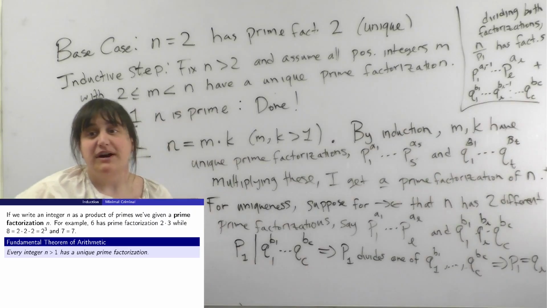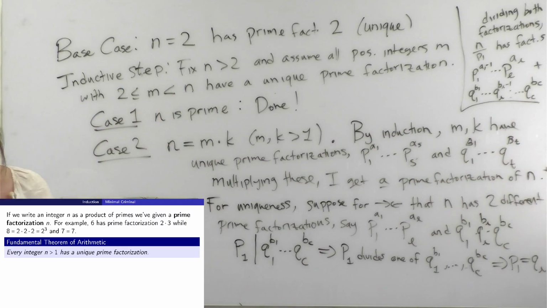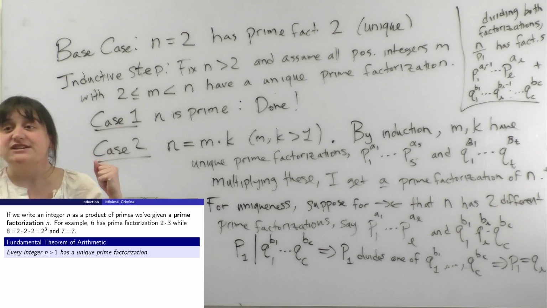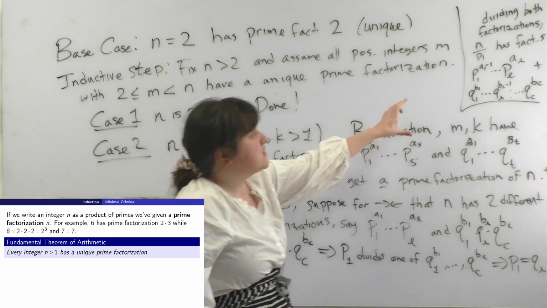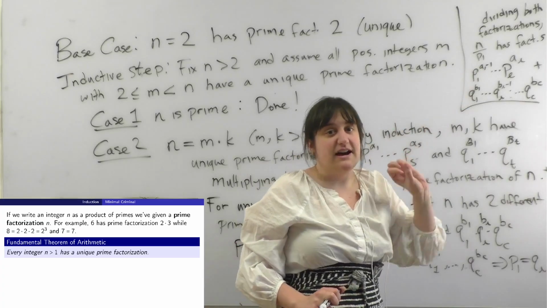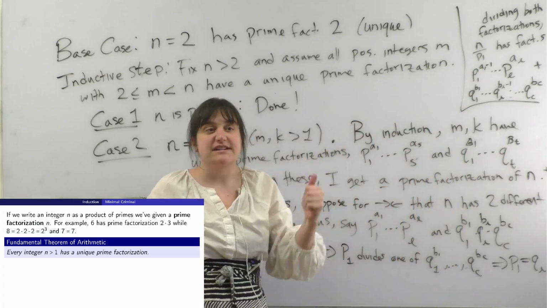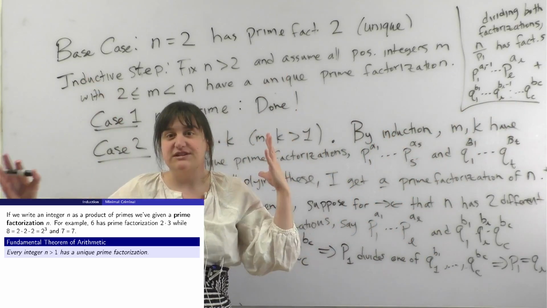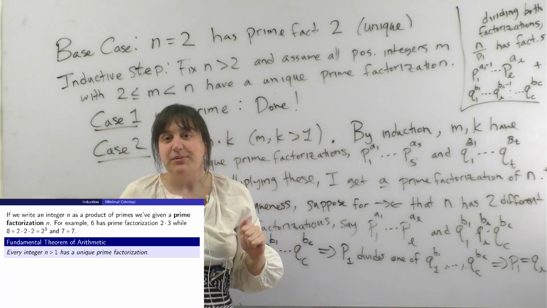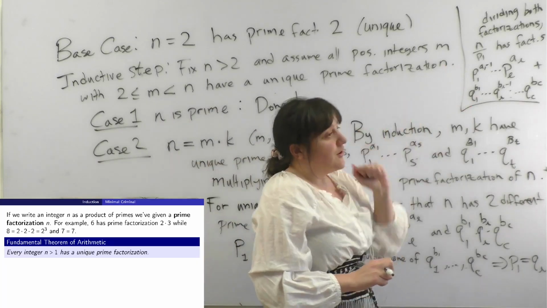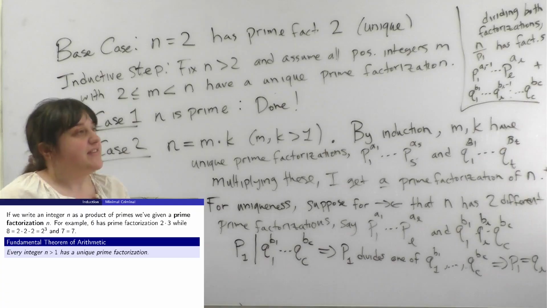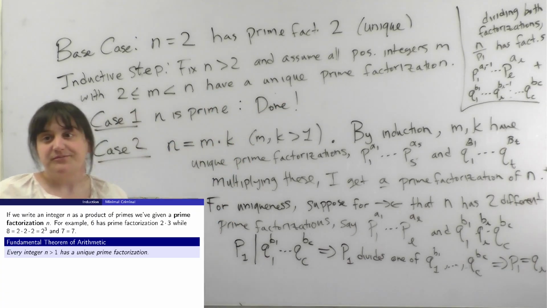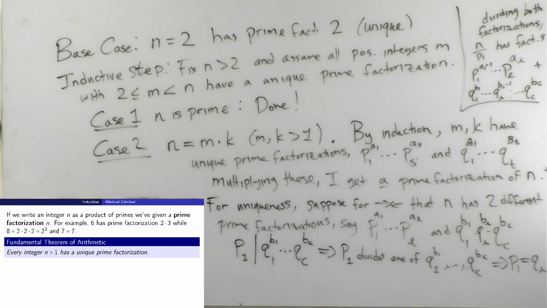Now, by our inductive hypothesis, n over p_1 is a strictly smaller number than n. So the prime factorization is unique. So these actually are the same. Not just the same number, but they're exactly the same prime factorization. They have exactly the same number of distinct factors. Their powers are the same. They could be relabeled and shuffled up, but they are secretly the same. And then to get the unique prime factorization of n, I just multiply p_1 back into each of those.